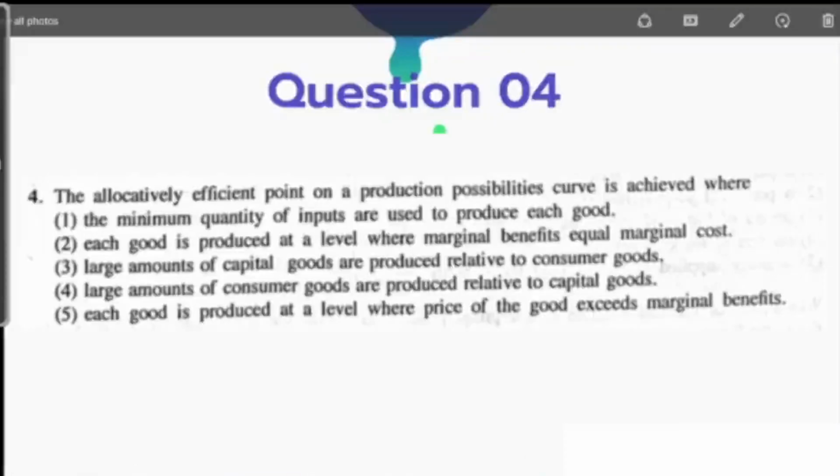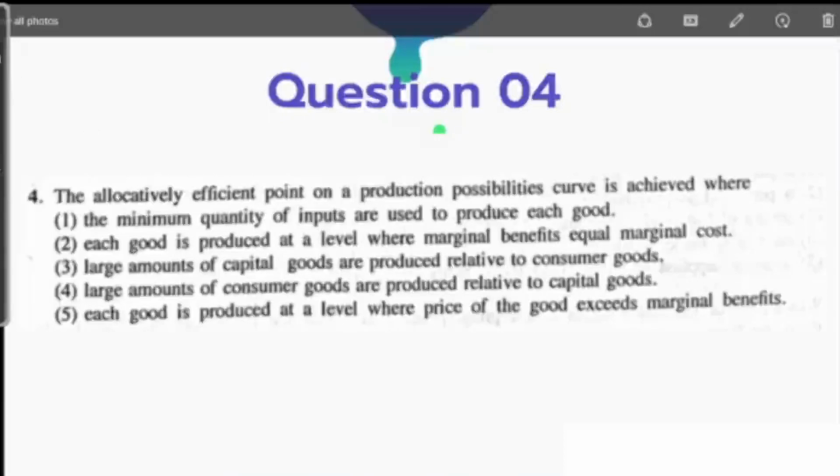This is 2020 Economics Paper 1. This was question number 4. The allocatively efficient point on a production possibilities curve is achieved where, and we have been given 5 options. So before choosing our correct answer, let's understand what an allocatively efficient point is.